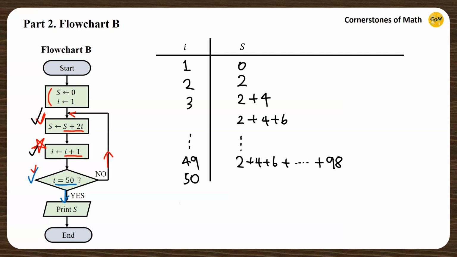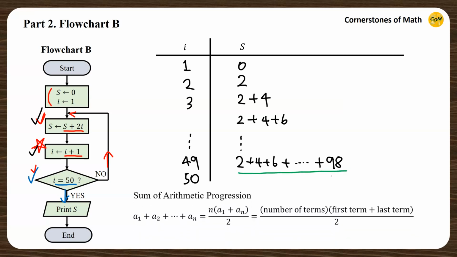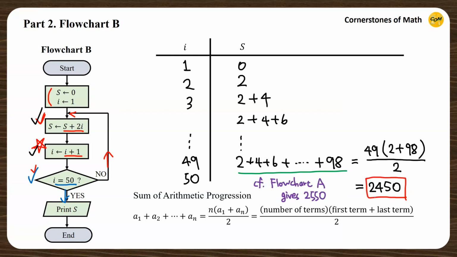Therefore, in this case, the value of S printed is this value, so we use the formula for the sum of arithmetic progression again. But now we have only 49 terms, and the last term is not 100, but 98. So this divided by 2, so we have 2450. As you can see, the sum is exactly 100 less than the previous sum, since we didn't add 100 this time.